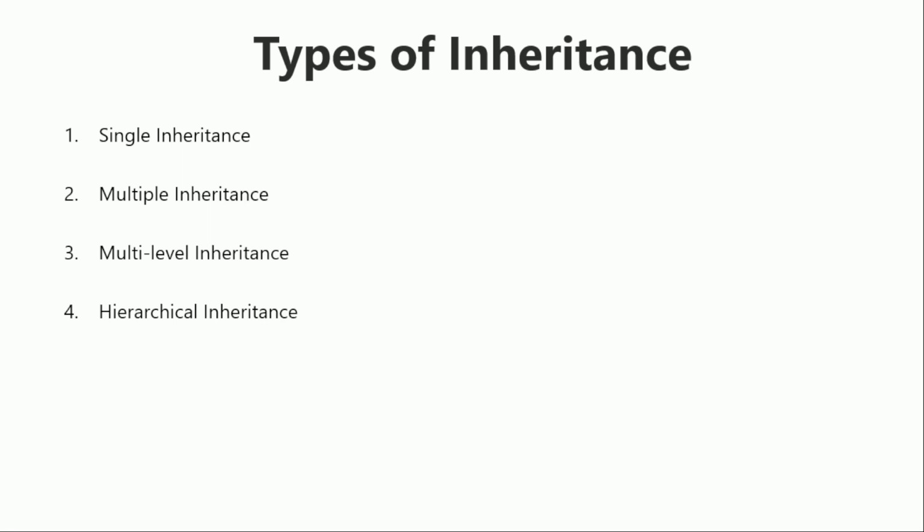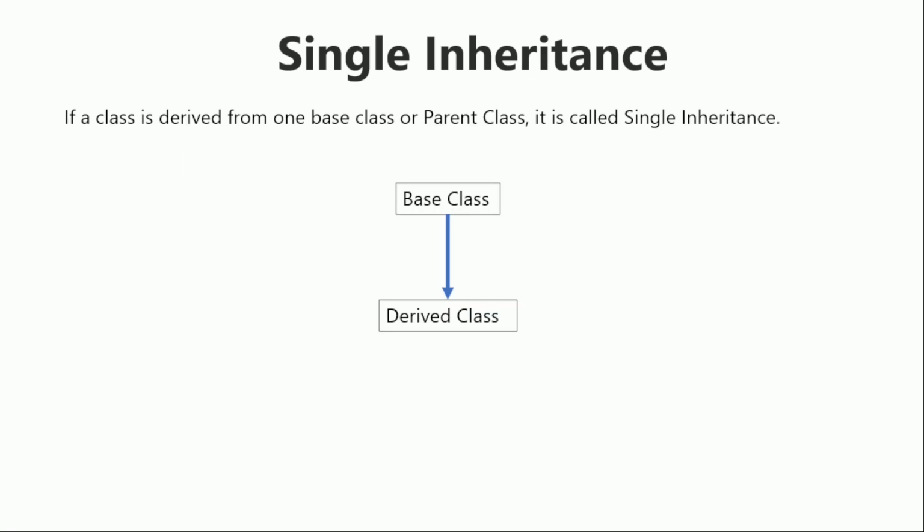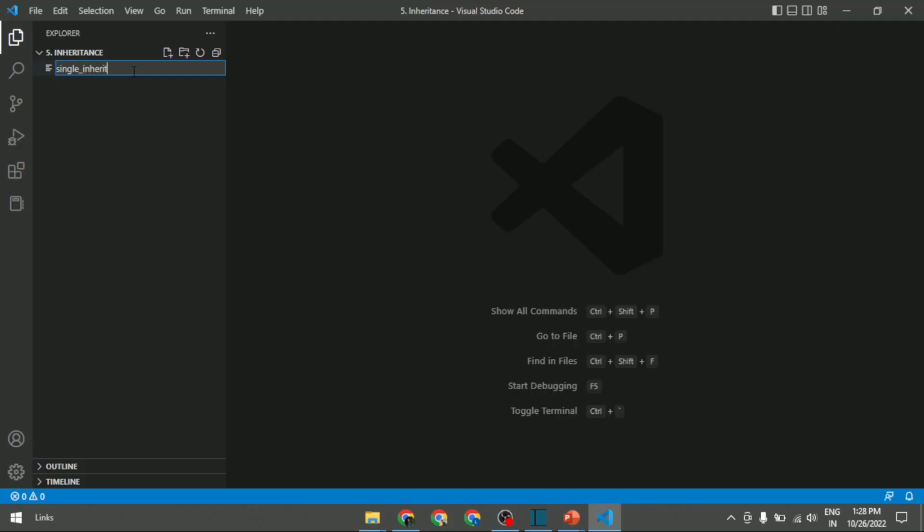Now let us move to single inheritance. If a single class is derived from one base class, then it is known as single inheritance. The base class can be considered the parent class and the derived class the child class. So we are deriving a new class from its base class. This is called single inheritance. Now let us look at an example in the code editor to understand how exactly single inheritance works. Single inheritance dot py.